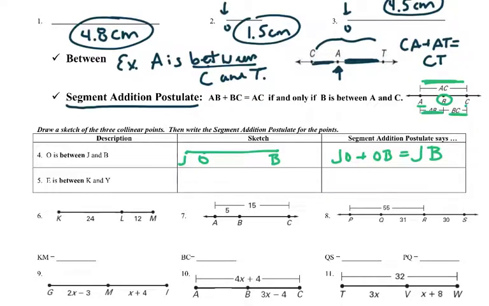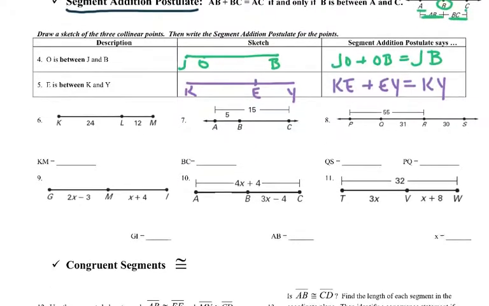Or E is between K and Y. So like here's K, here's Y, and E is anywhere in between. So if I added up KE plus EY, that would give me KY. We're mostly going to use numbers though, and this is going to be very intuitive.